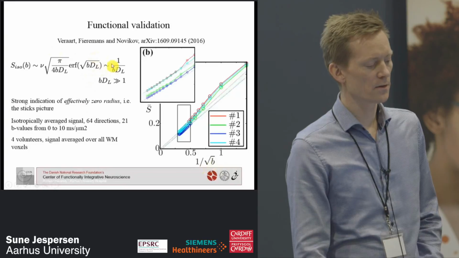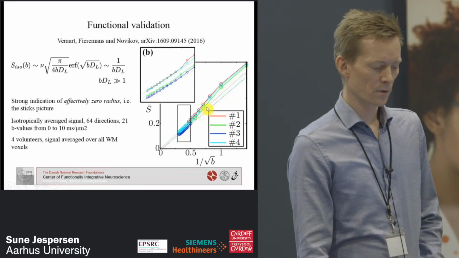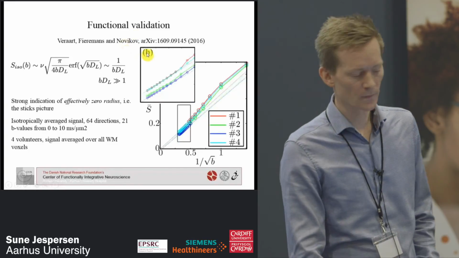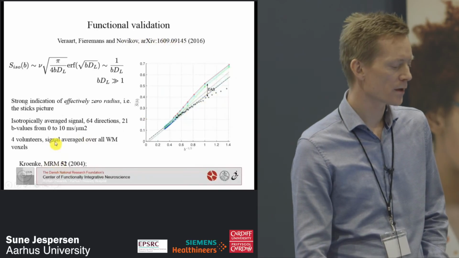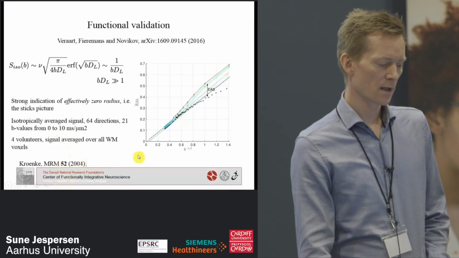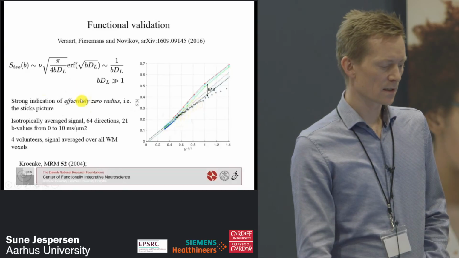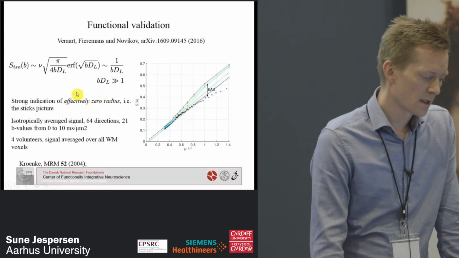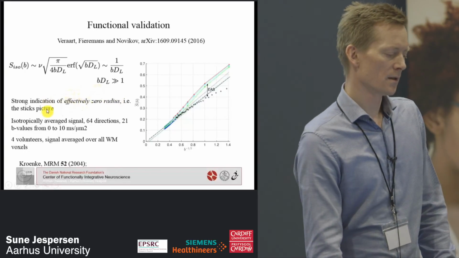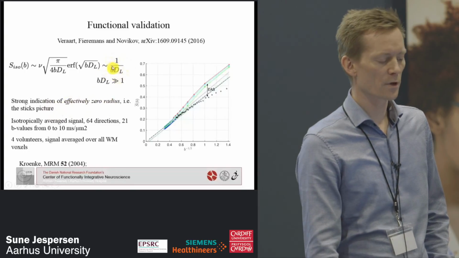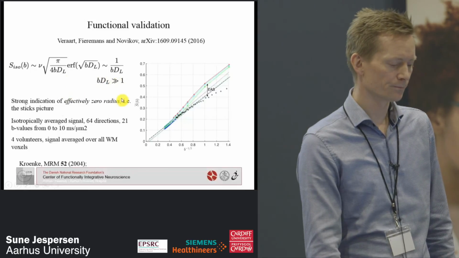And if this theory is correct, then all the points should fall on a straight line, which it looks like they do very, very nicely here. And you can even add the old data from Chris Kroenke's NAA paper from 2004, rescaling for the difference in diffusivities, and you find that it also falls on that line. So for the gradient strengths used here, I would say this is very good evidence for this zero radius picture, because otherwise we would not have this 1 over square root of bD dependence. If there was a finite radius, it would decay exponentially.